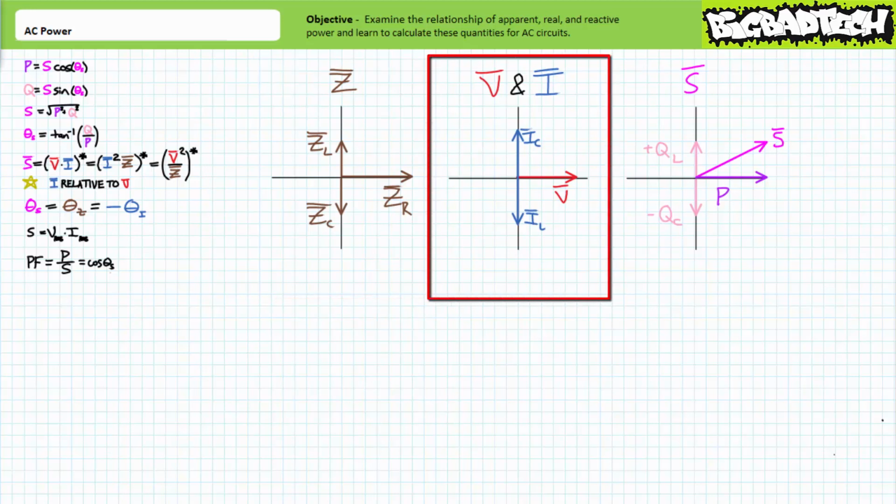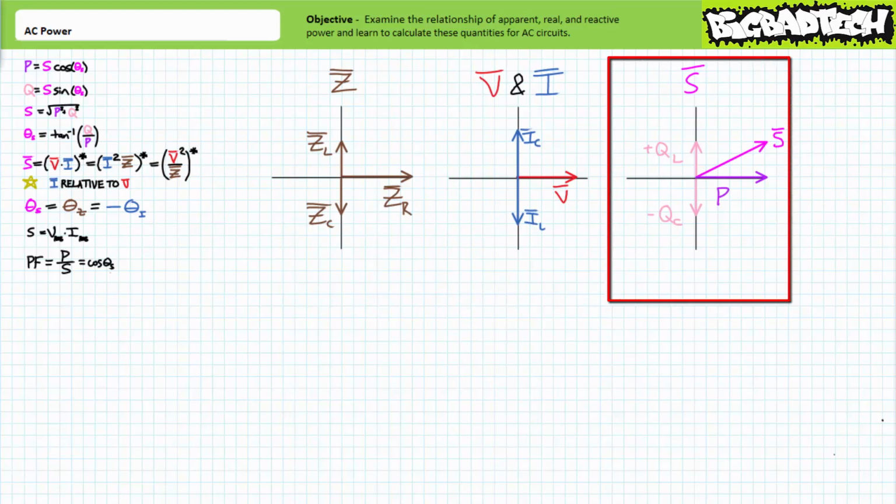The second domain is the voltage and current domain, where voltage is always the assumed reference, i.e. the voltage phasor points at 0 degrees right on the horizontal axis, and current is referenced from this perspective and this perspective only, i.e. current leads or lags voltage and not the other way around. Current leads voltage for capacitive elements, current lags voltage for inductive elements.